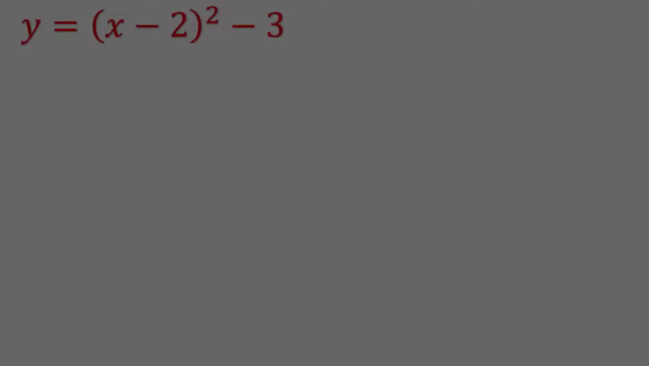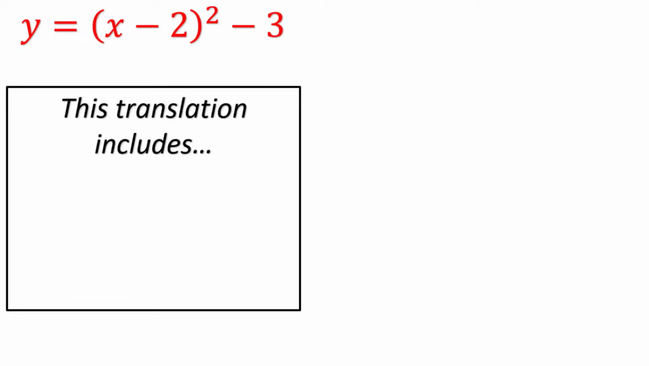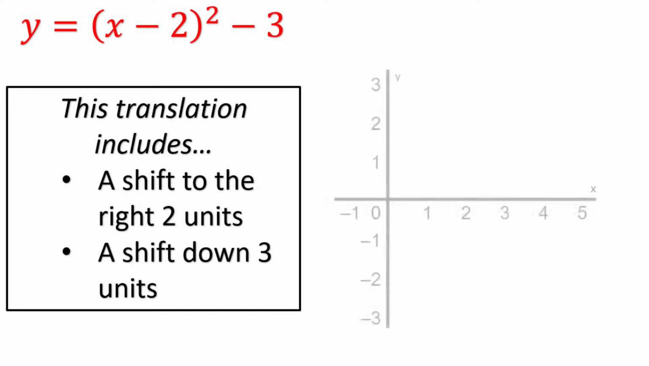Consider y = (x - 2)^2 - 3. This is the parabola function, which has been translated. The function has been shifted to the right 2 units, indicated by x - 2, and shifted down by 3 units, indicated by the minus 3. Typically, the parabola function has the point (0, 0), but the translation tells us to move this point.